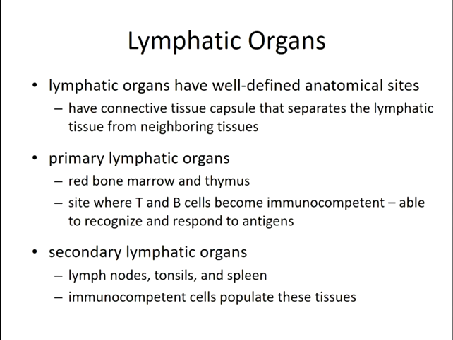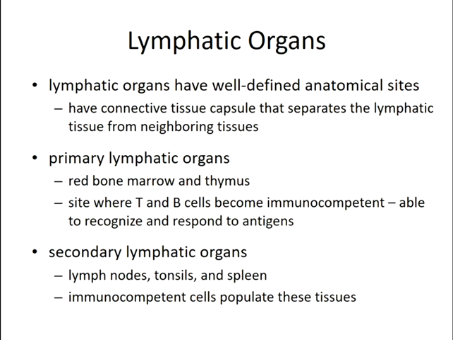Okay. All right. The lymphatic organs are well-defined anatomical sites. They have a connective tissue capsule that separates the lymphatic tissue from the neighboring tissues, so they're kind of like insulated. If you looked at it underneath the microscope, you'd be able to clearly see that we're in a lymphatic region versus the other tissue region.